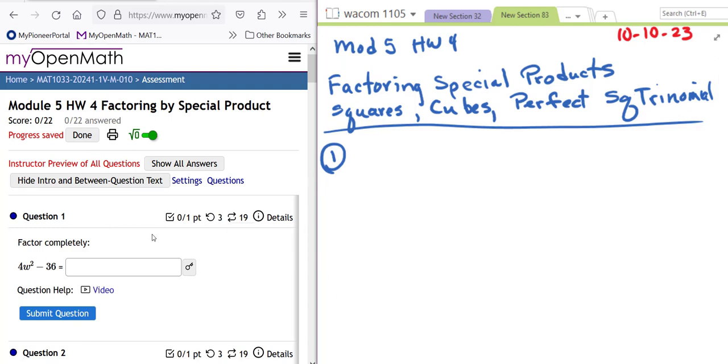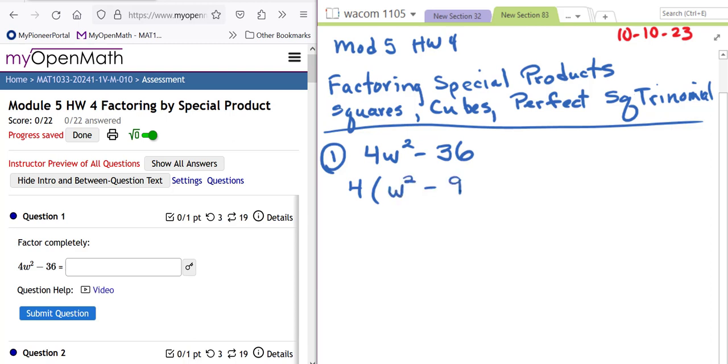Okay, so problem 1, and all of these say factor. So I'm not going to write factor every time, but that's what we're doing. This one you could do squares, but that's not the best way to go. The best way is always to try a GCF first, right? There is a 4 in there. So if we take a 4 out, that leaves us a w squared minus 9. So GCF, and you can kind of check it back.